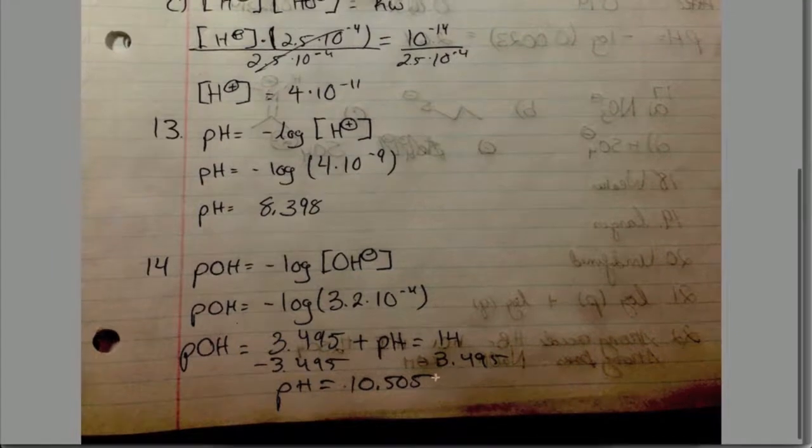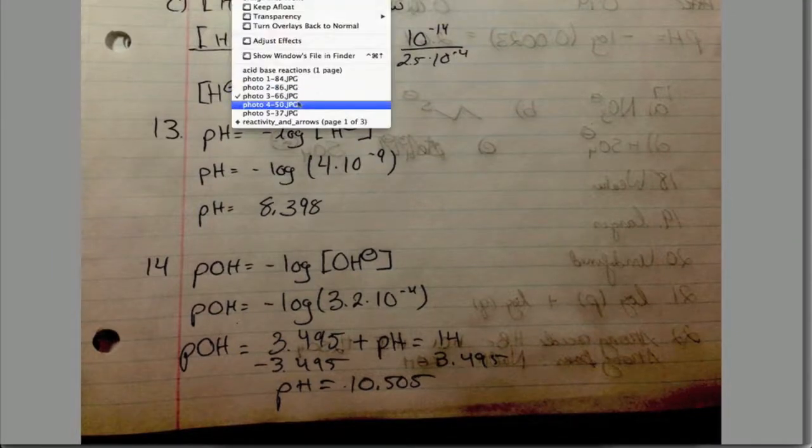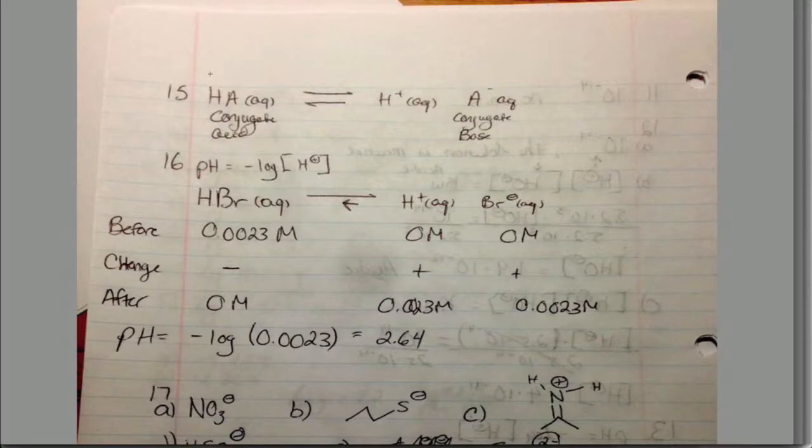Okay, that looks like a good approach for number 14. Okay, so you saw what I was going at here for number 15. This is the general chemical equation for acid ionization. The right-hand side isn't quite written correctly. What's missing on the right-hand side of that chemical equation?